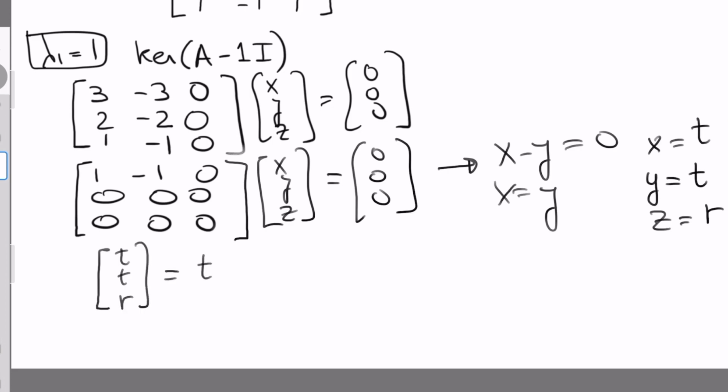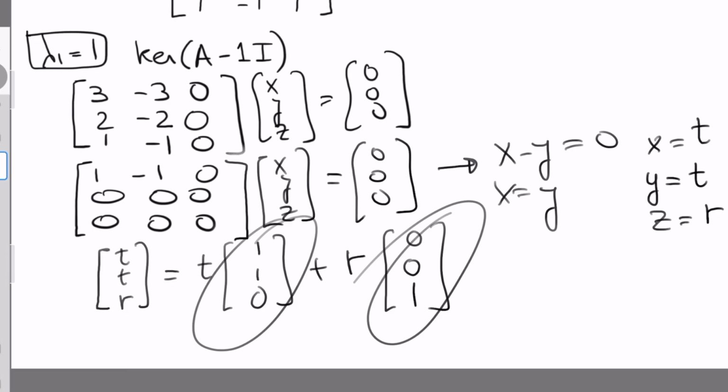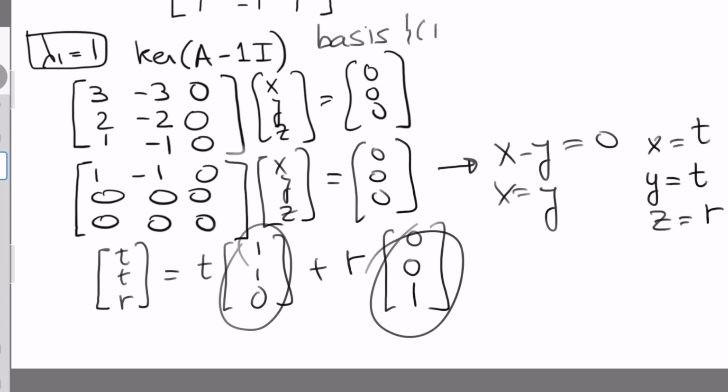And so we take t as a common factor, and we get here 1, 1, 0, plus r as a common factor, 0, 0, 1. Observe that when we actually multiply this and add, we obtain exactly this one here. Okay, so in that way, we calculate the basis of this eigenspace. So the basis here then is going to be given by these two vectors, the vector 1, 1, 0, and the vector 0, 0, 1.